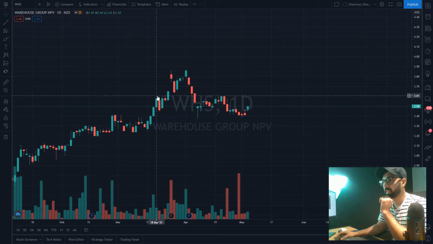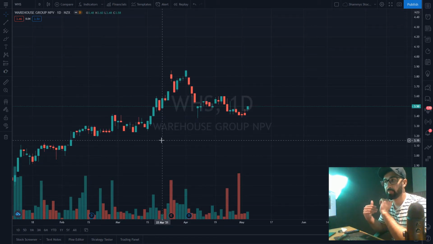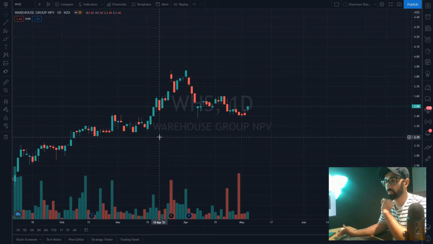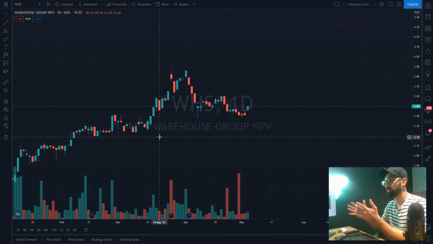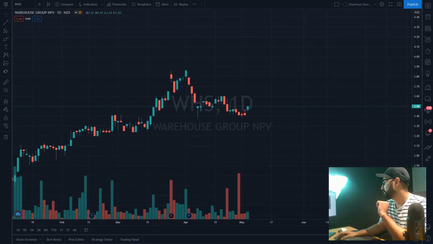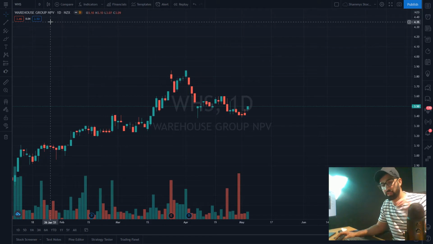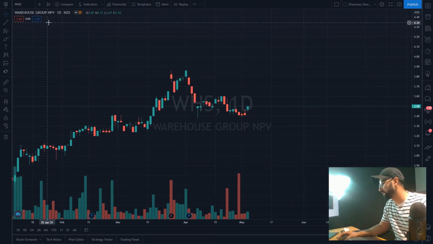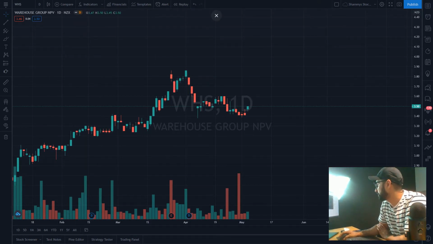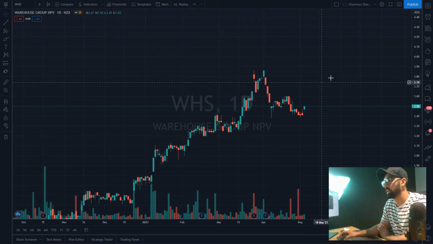I'm going to show you an example of how you can map out a value area on your chart. This is a really good way to trade as well, because you're identifying an area of value. What we've got in front of us here is the Warehouse stock, ticker WHS.